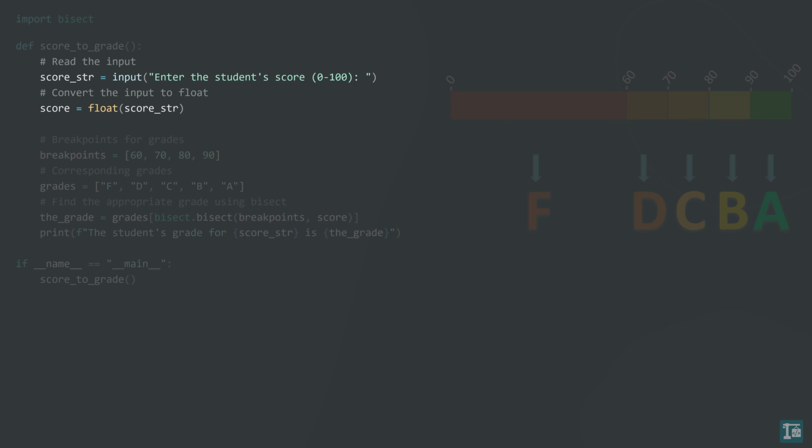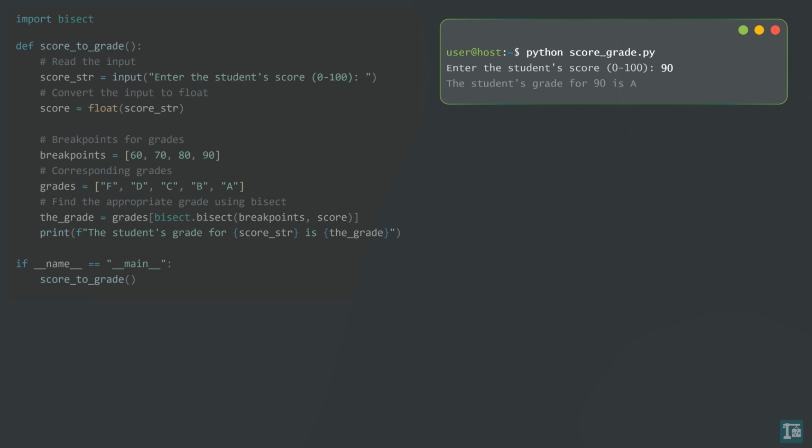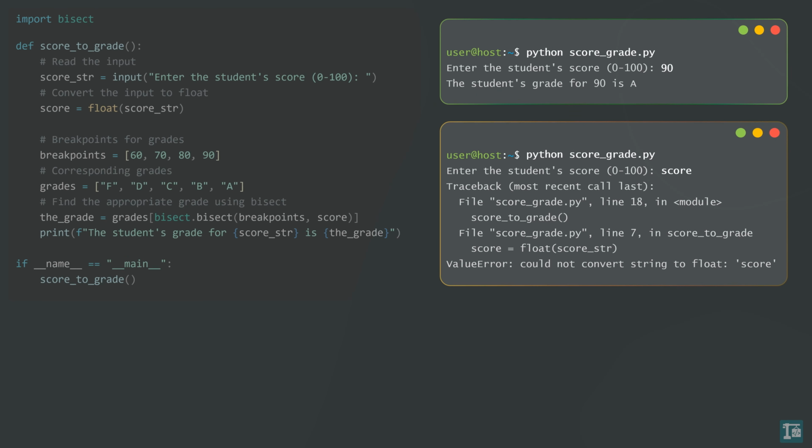First, the program reads the score as a float. Then it uses breakpoints with the bisect module to determine the grades. Now, let's see what happened with different inputs. If we input 90, everything works fine. We get an A. But what if we enter "score"? Boom! We get a value error because score is not a number. The program crashes. Not good.